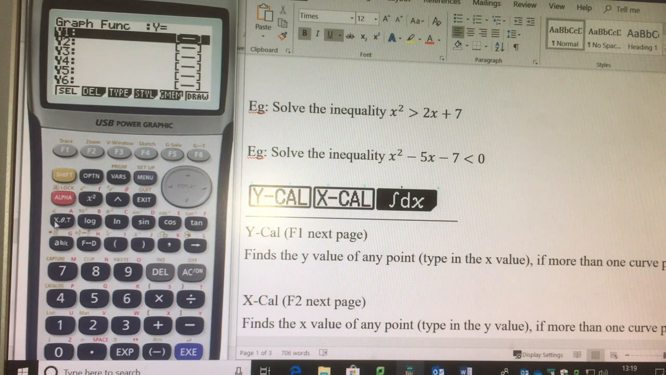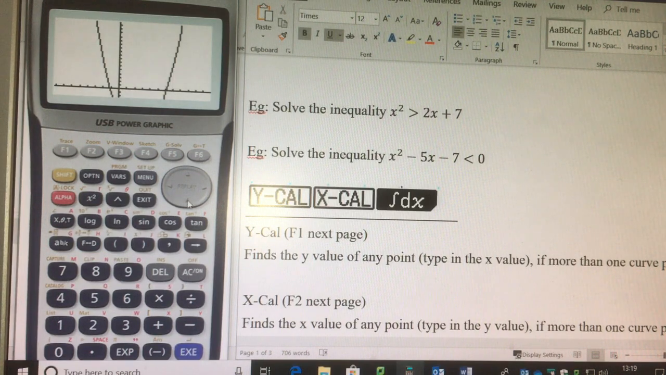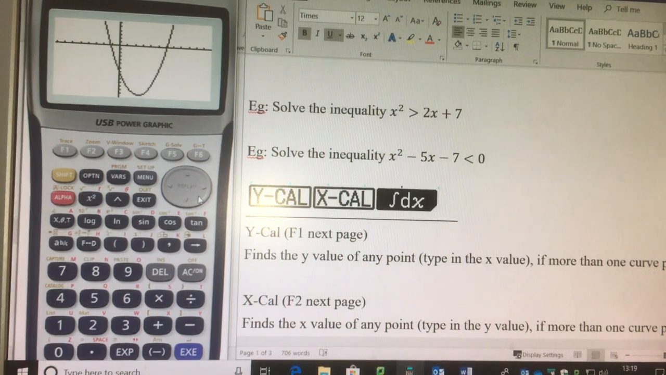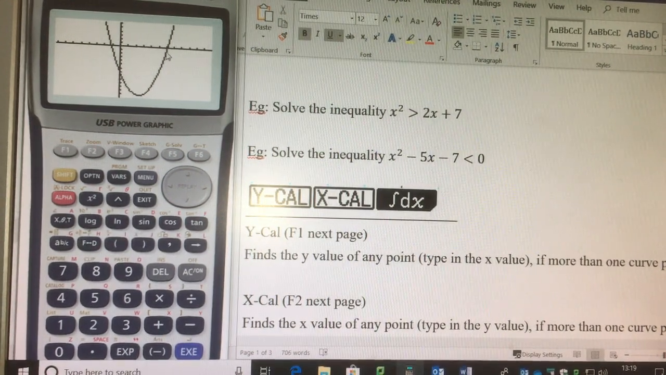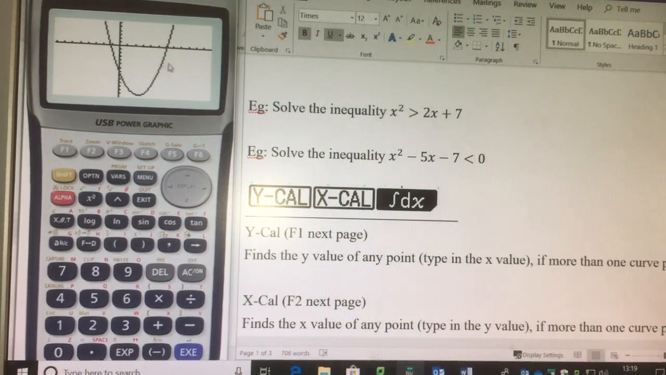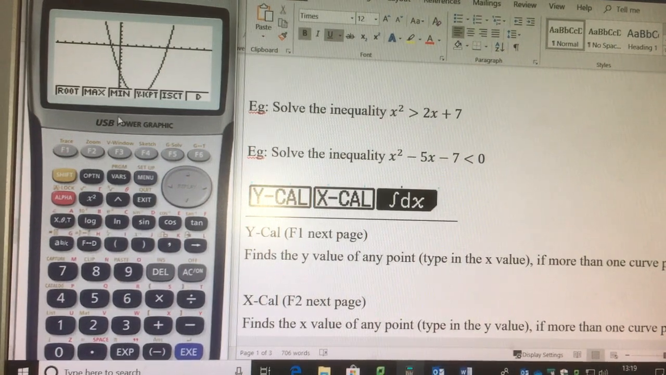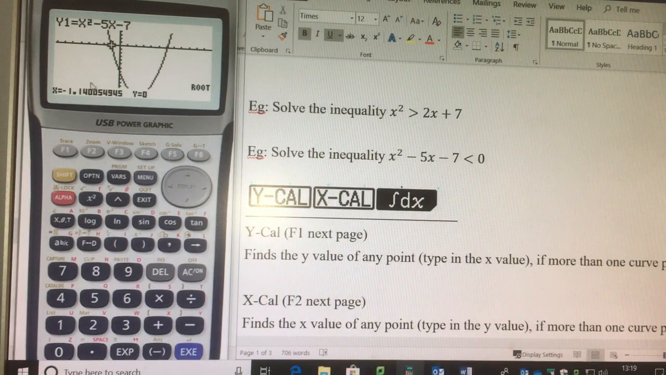The other one then, if you plot this quadratic, x squared take 5x, take 7, plot it. We want to find when this is less than 0, so we want all of these x values. So if I solve it to find the roots, x will just be between those two roots. So G-Solve, root, x will be greater than minus 1.14 and less than 6.14. Everyone right with that?